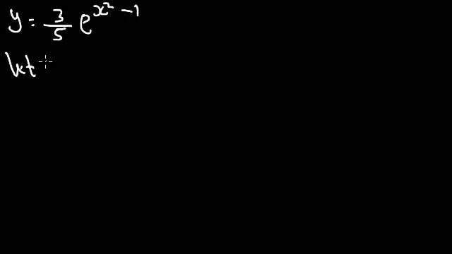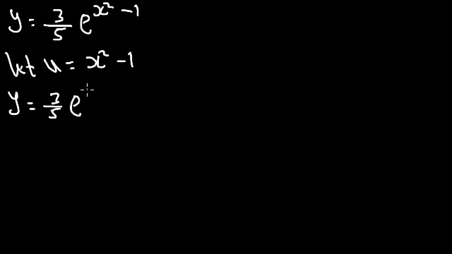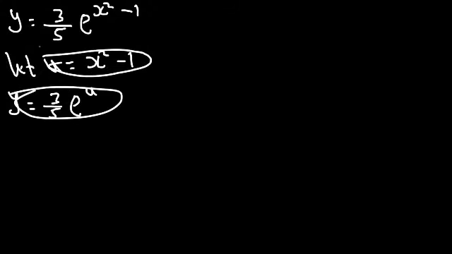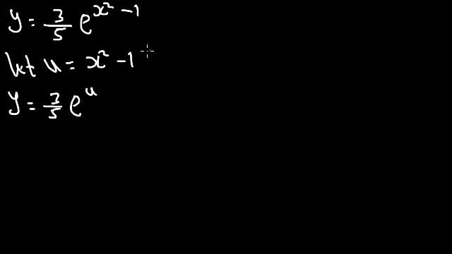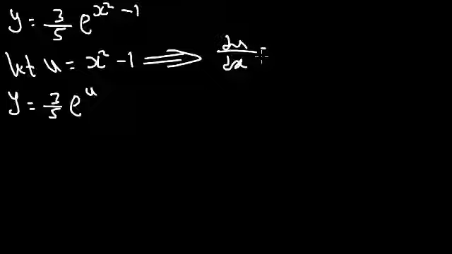So let u be equal to x squared minus 1. This clearly means that y would be equal to 3 over 5 multiplied by e to the power of u. Now, just like before, we can take the derivative of these two equations with respect to the variable they are connected to, and then multiply to get our final answer. So let's evaluate the derivative of u with respect to x. This clearly implies that du/dx will be equal to 2x. When we differentiate this, we would end up with 2x.